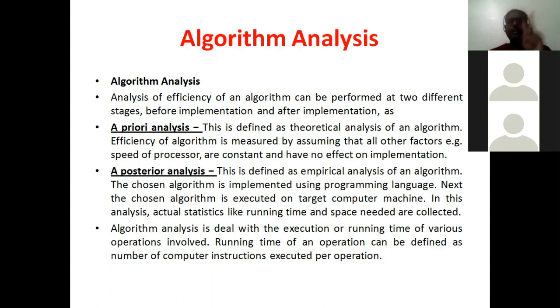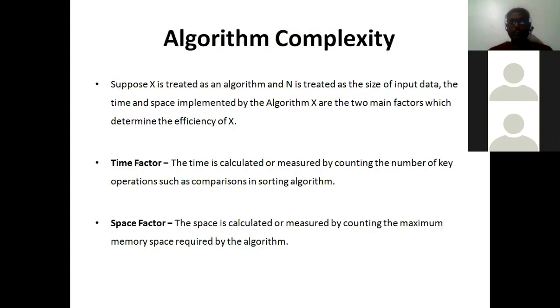These are the two main parameters we are considering for the analysis of an algorithm. For doing the analysis of an algorithm, the first is the time factor, and the second is the space factor. So you have cleared with the students the theoretical analysis, and the posterior analysis is done after implementation of your program. After that, we think about the algorithm complexity.